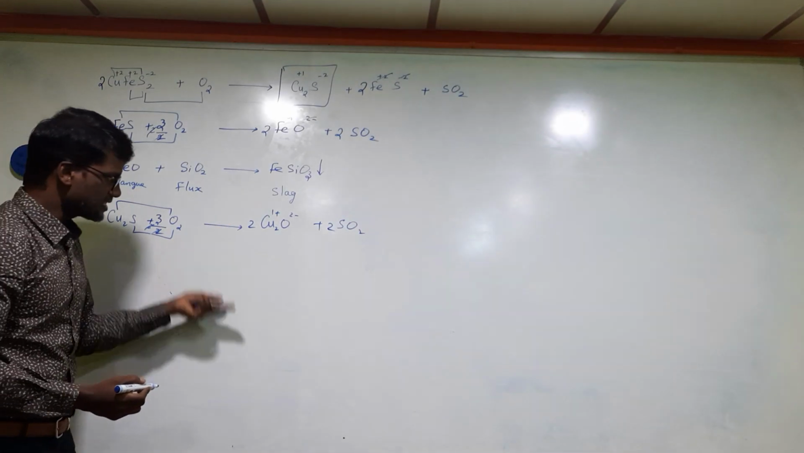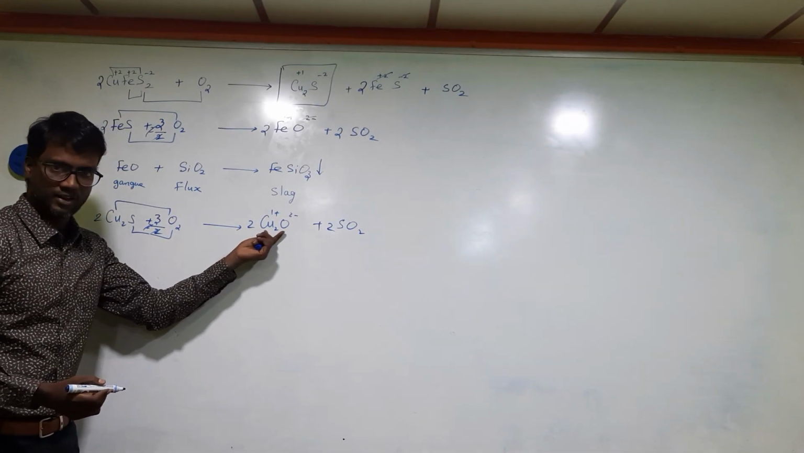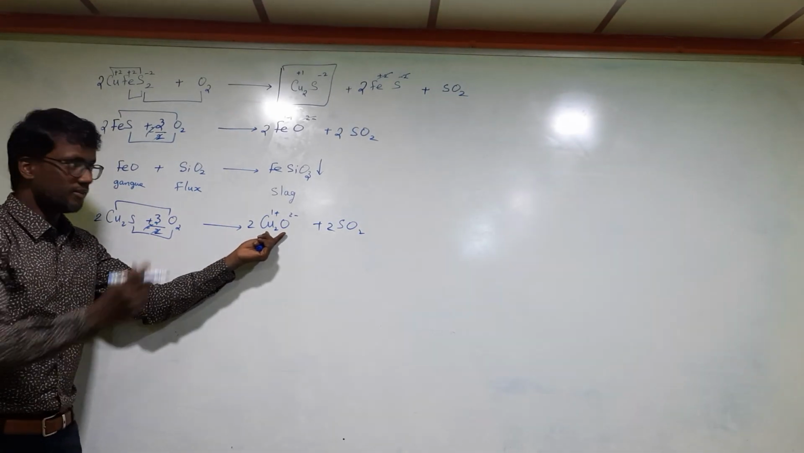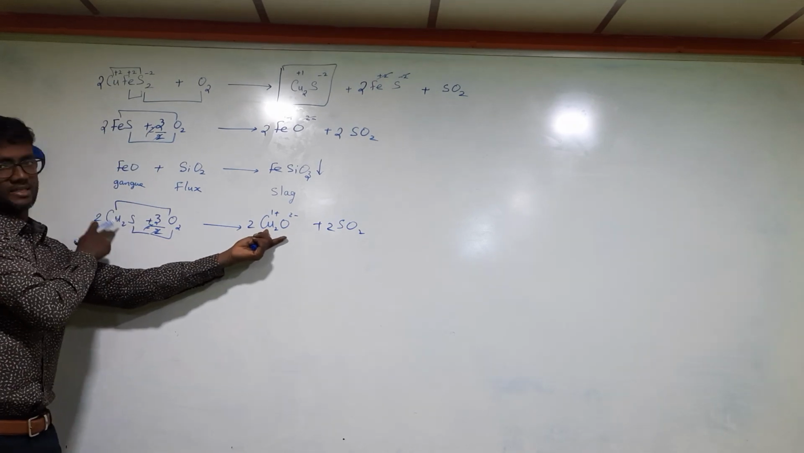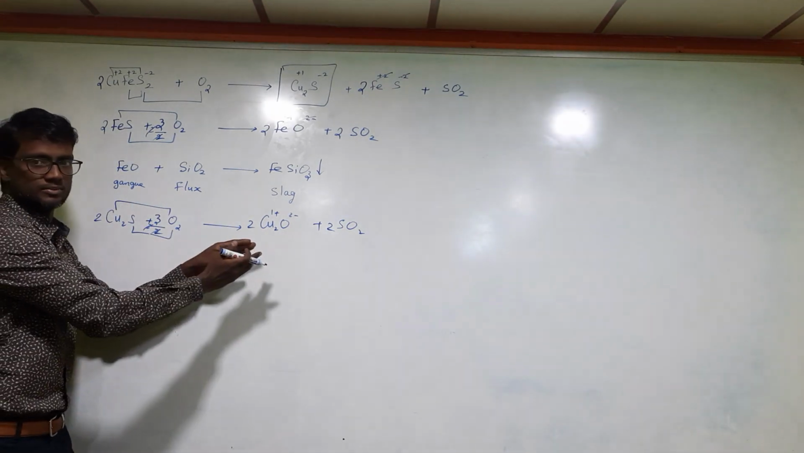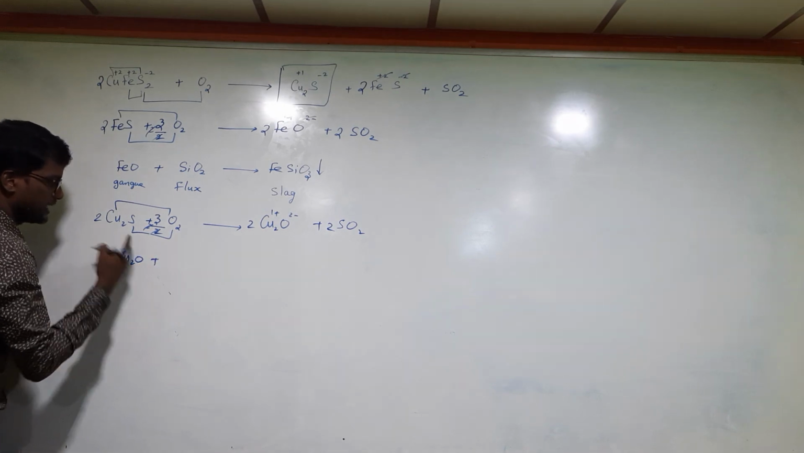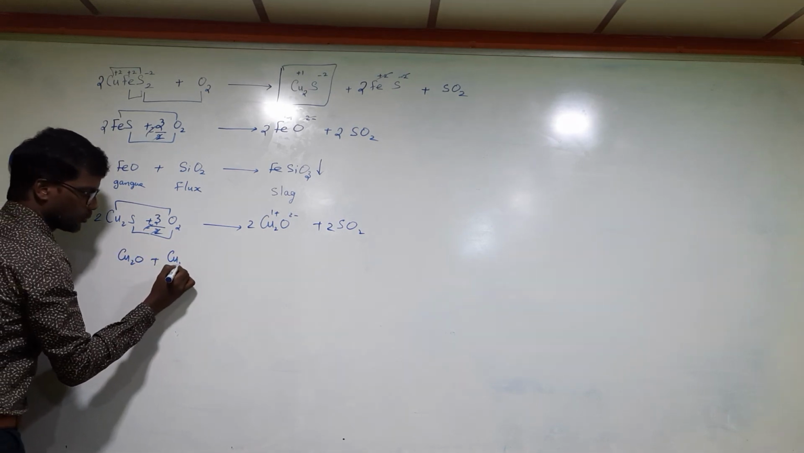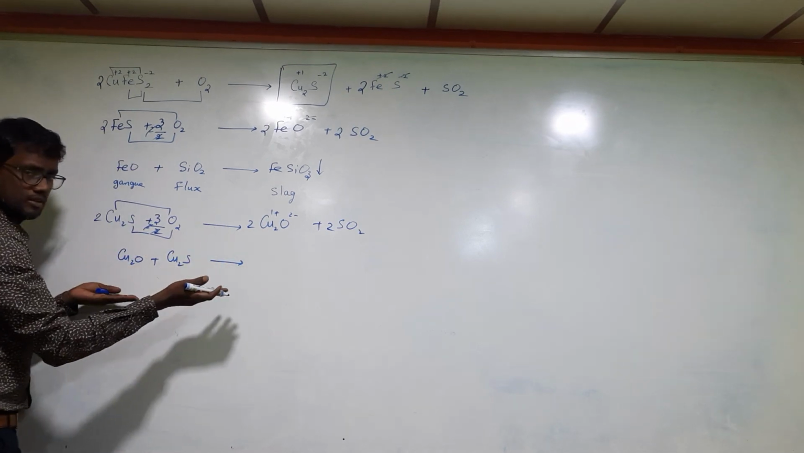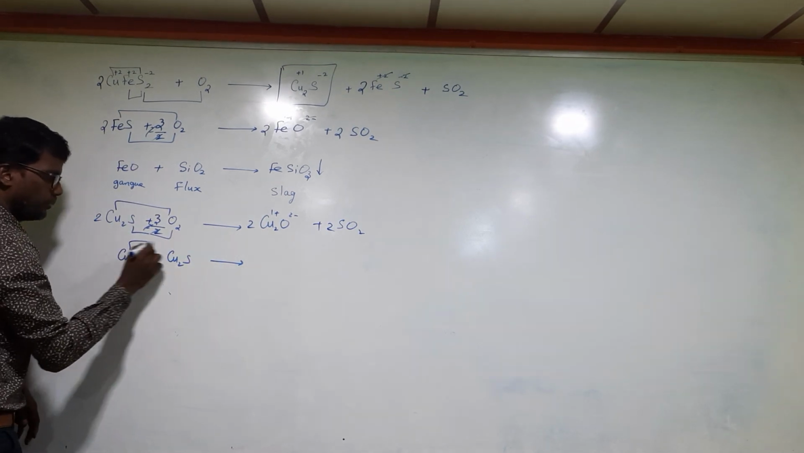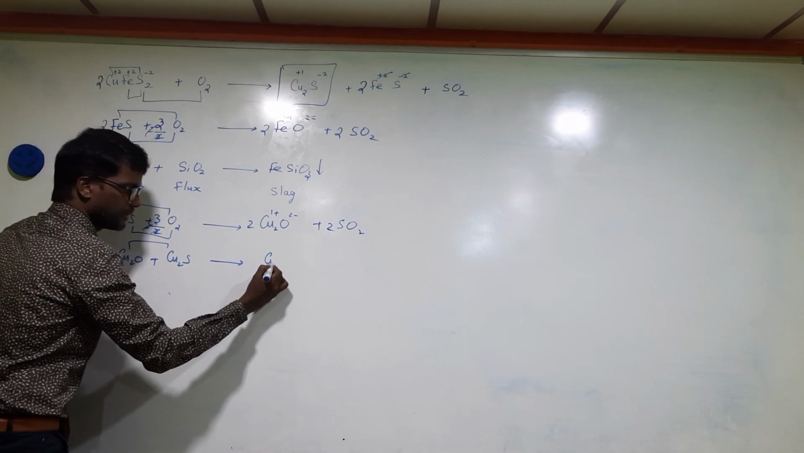Okay. So now next step, you see, this cuprous oxide formed will react with unreacted cuprous sulfide. I told you a part is being converted. So this cuprous oxide formed reacts with unreacted cuprous sulfide, because everything is in the same furnace. Now copper is displaced separately.